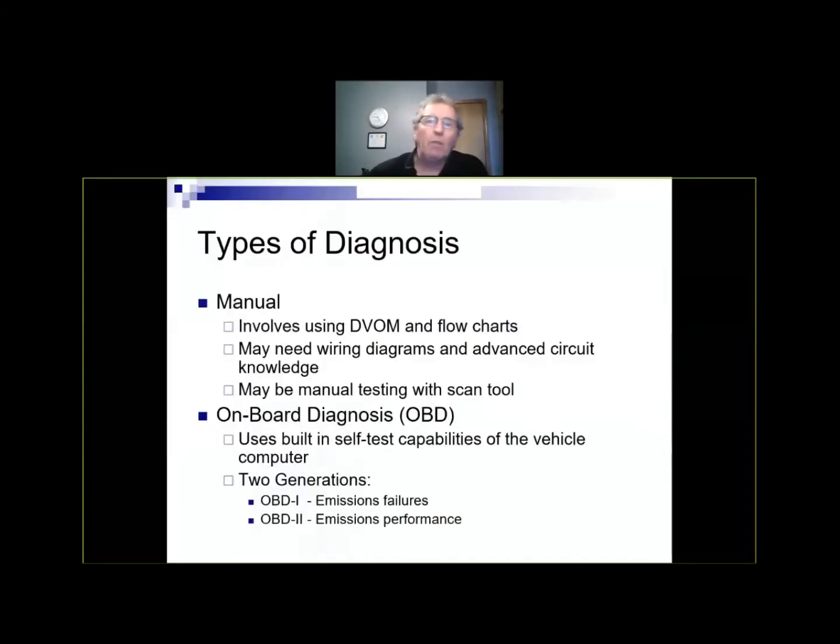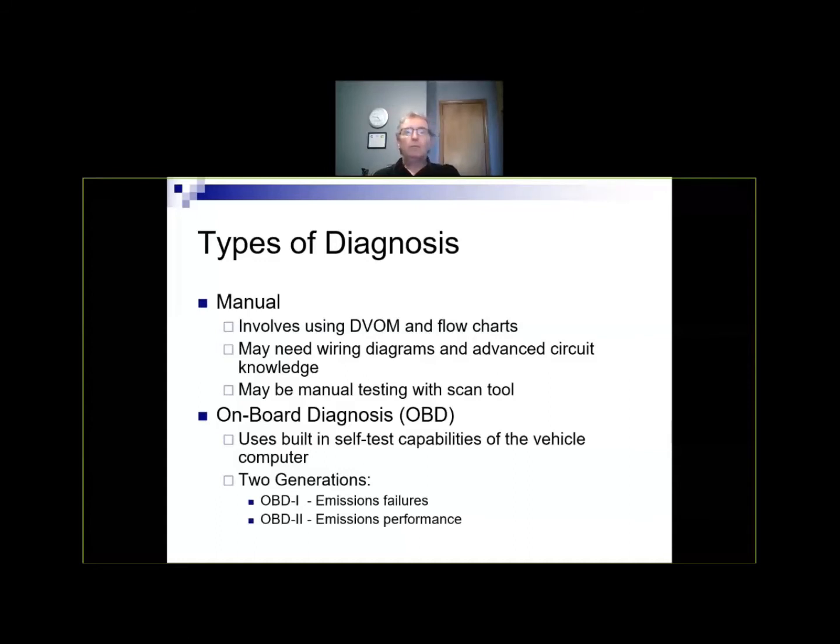So the first thing we're going to talk about is two different types of diagnosis. Now, manual diagnosis: mostly what I'm talking about when I talk about manual diagnosis, you have a diagnostic trouble code, and you've followed some sort of a chart or testing procedure that has led you to check the resistance of some circuit or the voltage available somewhere, or to look at something manually with a digital volt ohmmeter. You might be working with wiring diagrams. You may need to understand how the circuit works in order to do this kind of diagnosis.